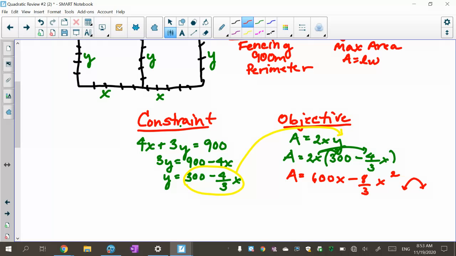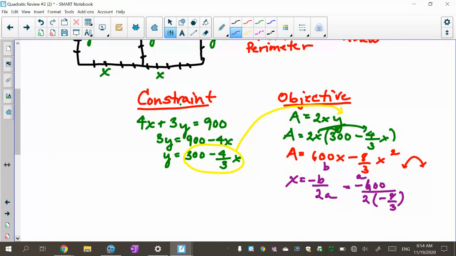So I'm now going to use my famous axis of symmetry, x equals negative b over 2a. Remember, this is my a, this is my b. It's like backwards, okay? And so when I put that in here, I get negative 600 all over, that's a 6, guys, over 2 times negative 8/3. So that's a 6. Make that nice and clear. And when I put that in my calculator, I get x to come out to be 112.5, and what we're talking about is meters.